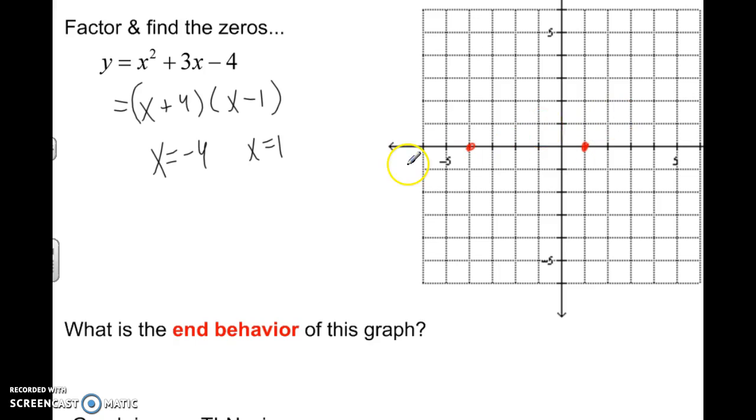So the end behavior of this graph is going to be x squared, so it's even, so it's up and up. So from the right, it's got to go up. From the left, it's got to go up. So I know the graph looks like that.